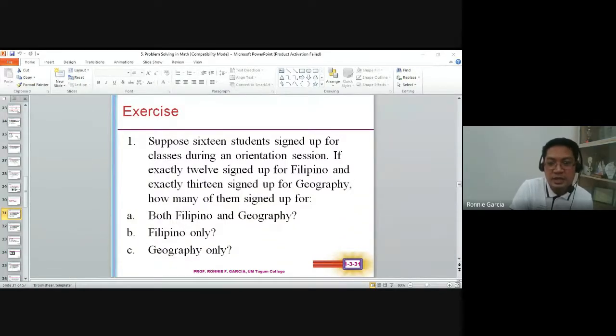You can actually answer A, B, C kay ang next na slide, I think i-reveal niya tanan ang answer. So pwede ninyo ibutang ang label ninyo, answer A. My answer for letter A is this, just like what Mr. Maslay did. According to him, 12 daw ang nag-sign up for both Filipino and geography. For Filipino, only 12 lang, and for geography, 13. So according to him.